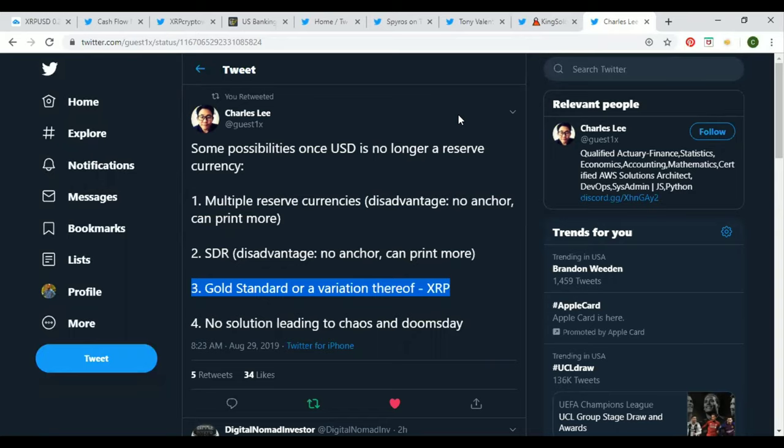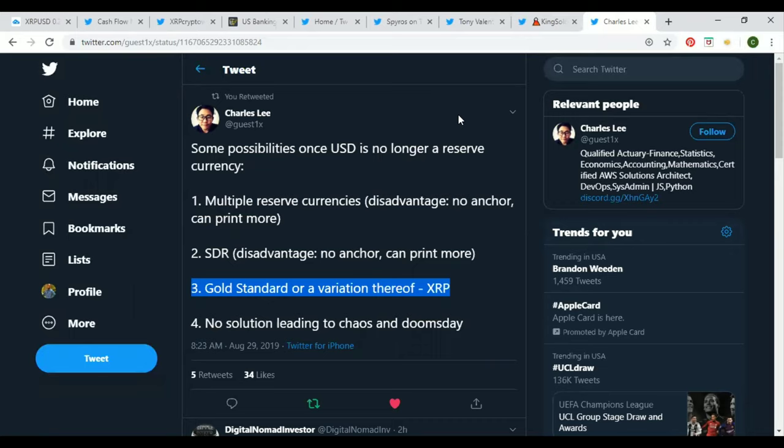So Charles Lee said this: some possibilities once the U.S. dollar is no longer a reserve currency. One, multiple reserve currencies. Disadvantage: no anchor, can print more. That might cause inflation, so no. Two, SDR. Disadvantage: no anchor, can print more. Same thing. Three, gold standard or a variation thereof, XRP. Four, no solution, leading to chaos or doomsday.